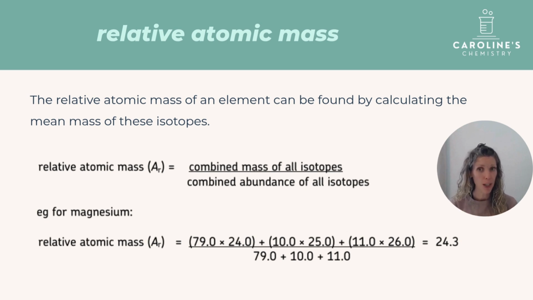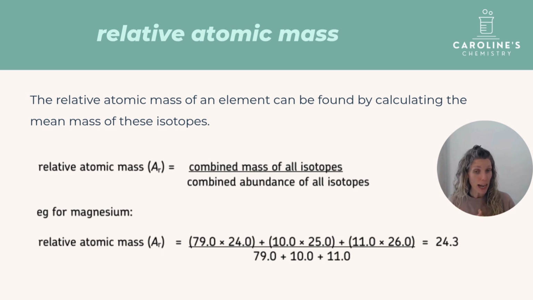The way that we do that is we find the combined mass of all of the isotopes and the combined abundance for all of the isotopes. The data there is read directly off the mass spectrum on the previous slide. So we do 79, that is the abundance of the 24 magnesium ion. We add that to the 10, which is the abundance of the 25 magnesium ion. And then we add that to the 11%, how much we had of the 26 magnesium ion. That's the combined mass of all of those isotopes.